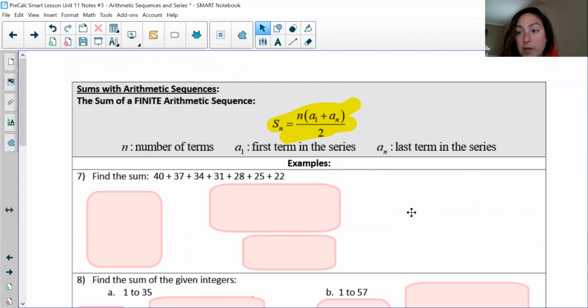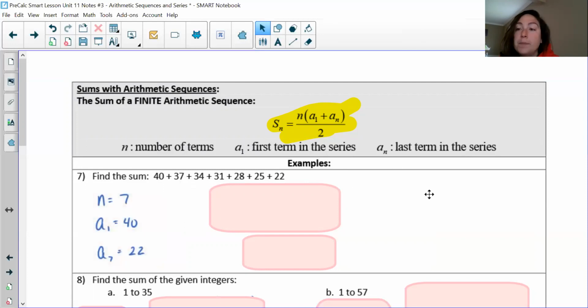Now, if you're sitting here with a calculator, you're like, why don't I just add all those up? Absolutely. In this case, it's easy because this is a small finite sum. But what if you had a partial sum of 150 terms, right? That's going to take forever. So we do have a shortcut for an arithmetic sequence.